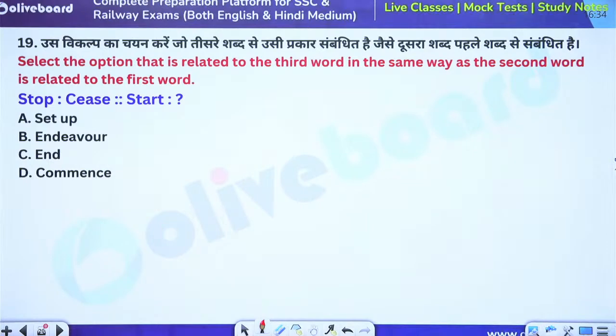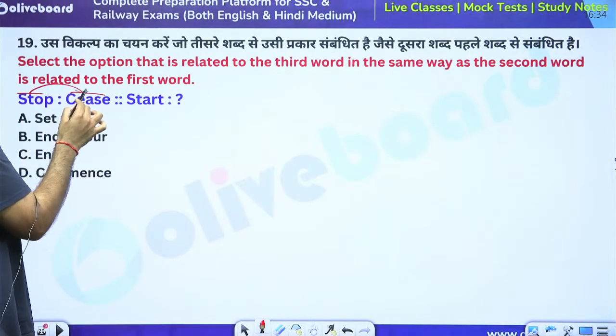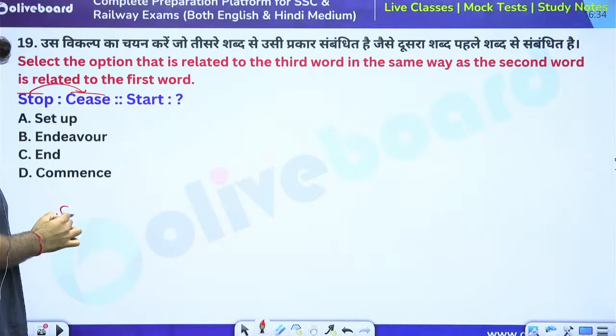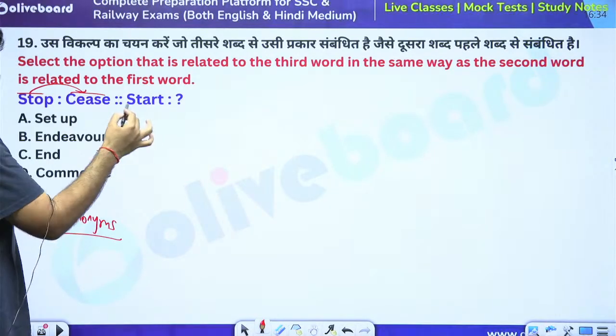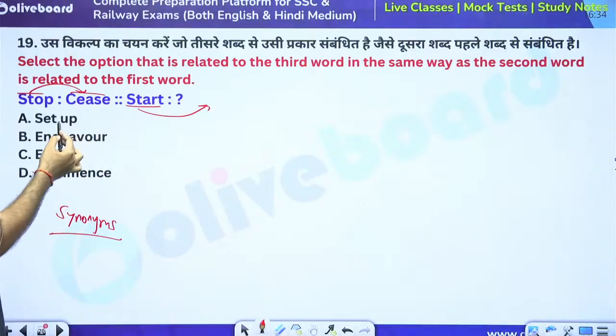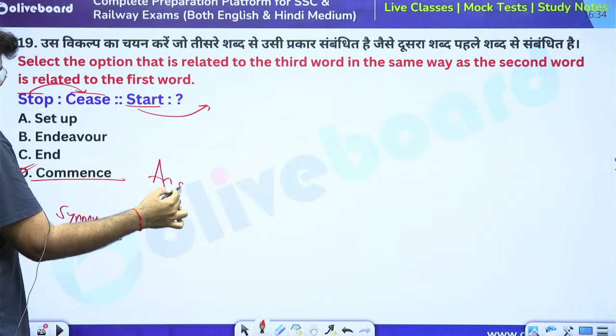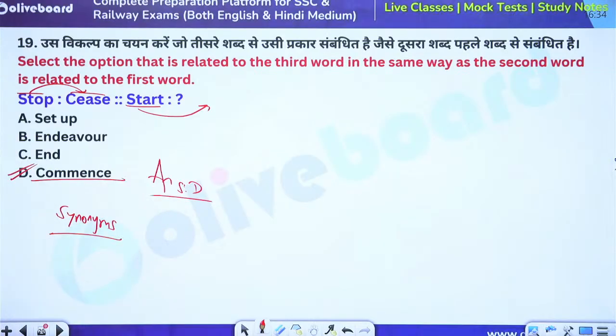Stop, seize, start. So stop and seize are synonyms. So for start, what else can I use as a synonym? Setup, endeavor, end, commence. Commence, I think option D is the right answer. Okay.